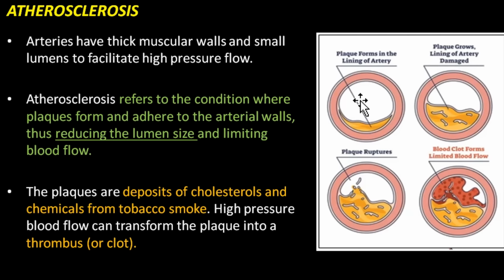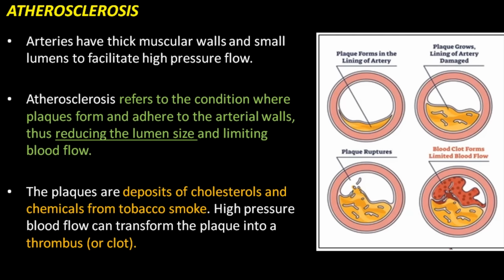So arteriosclerosis refers to the condition where plaques form and adhere to the arterial walls, and this would reduce the lumen size, basically the passageway for the blood to flow. The plaques are made up of deposits of cholesterols and chemicals from tobacco smoke. A high pressure flow now could transform the plaque into a thrombus or blood clot. This could lead to a heart attack if this blood clot was to get lodged into a coronary artery in the heart.